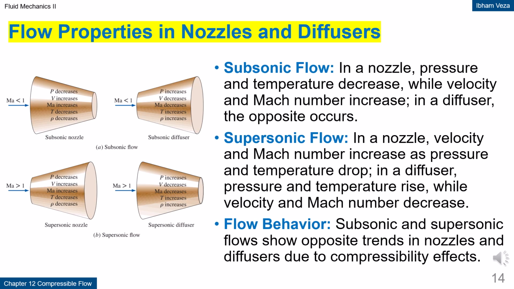Flow properties for subsonic and supersonic flows are very different in nozzles and diffusers. For subsonic flow, a nozzle reduces pressure and increases velocity, while a diffuser does the opposite. For supersonic flow, the same trends occur, but with different physical mechanisms. The Mach number becomes the key parameter that determines the direction of property changes. This concept is essential in high-speed flow system design.